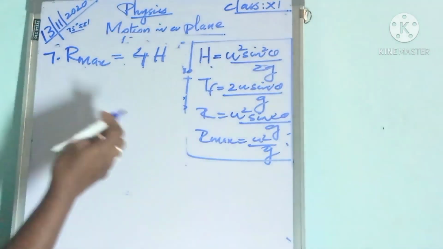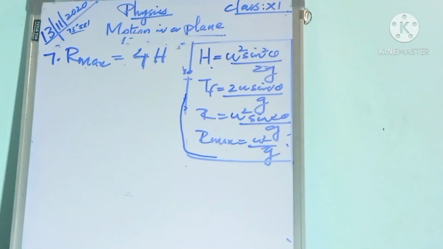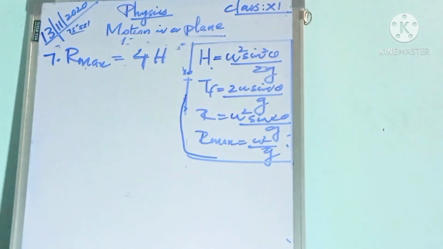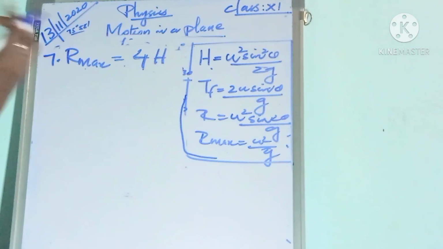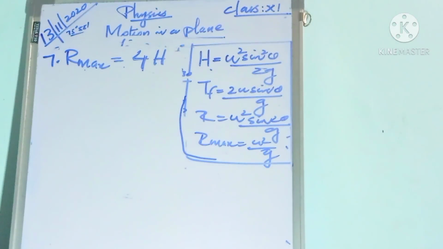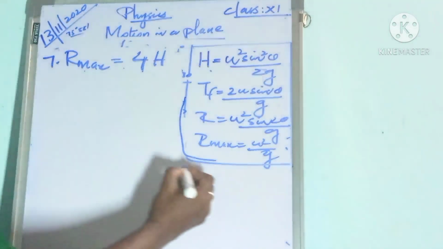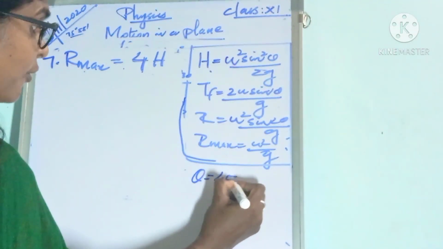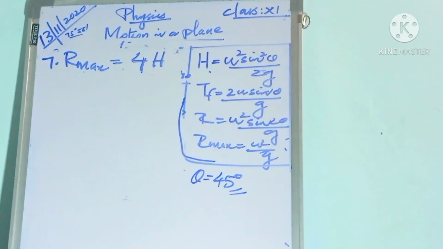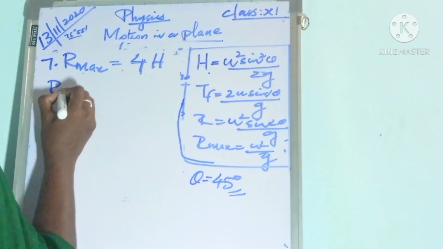You know, what is the equation for maximum horizontal range? To attain the maximum horizontal range, at which angle must the projectile be projected? Angle theta is equal to 45 degrees. That we know. When the projectile is projected at an angle of 45 degrees, we get the maximum horizontal range. So first we can find R max.